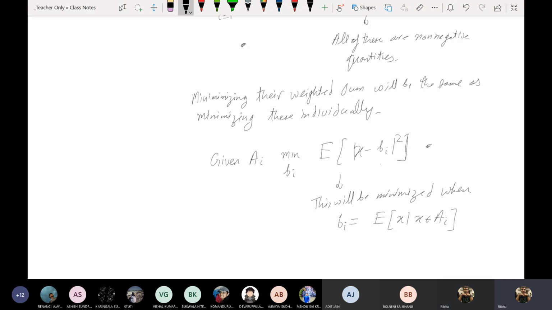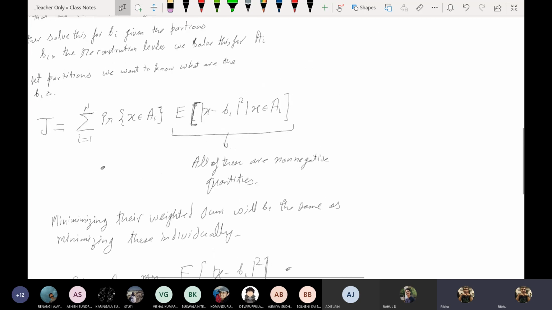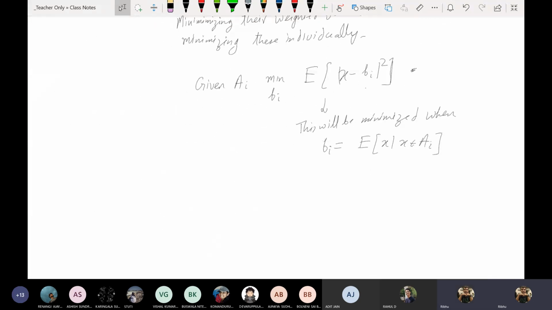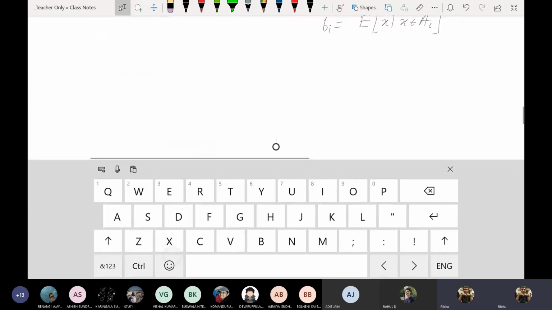This is known, or should I prove this? This quadratic is simply the mean. Build a quadratic, take the expectation, differentiate it, and you'll get this, the average. So I'll assume that this is done. So these b_i, given A_i, can be found like this.